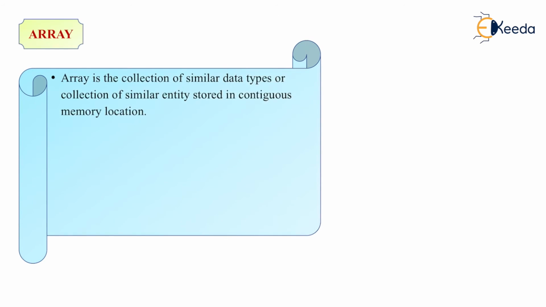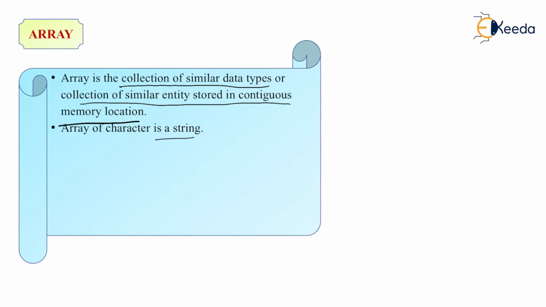Array. Array is one type of data structure, the collection of similar data types or the collection of similar entities stored in a contiguous memory location. Array of a character is called a string.